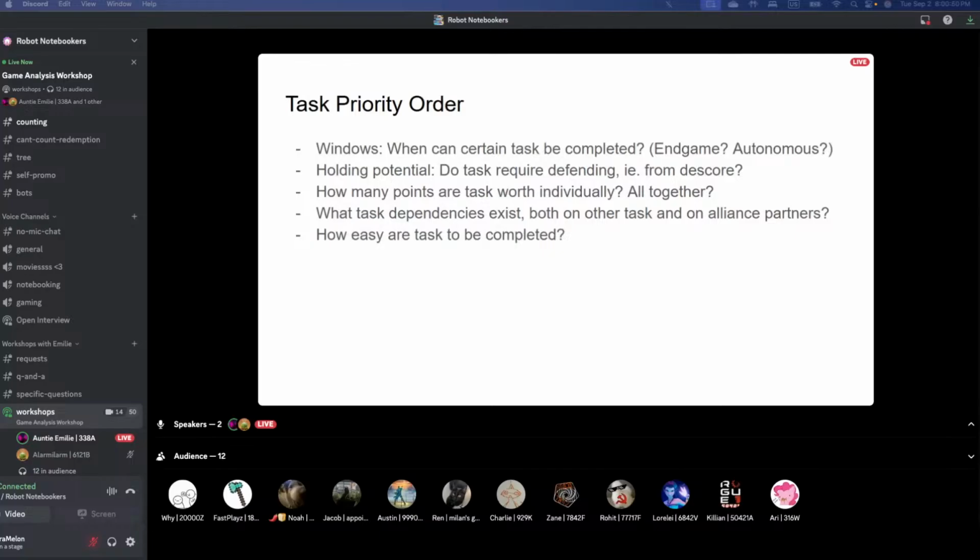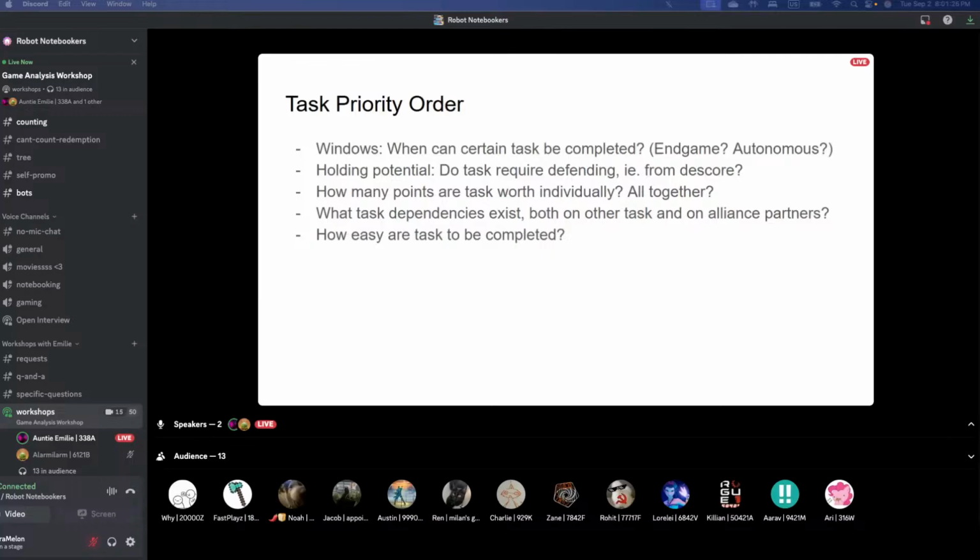Just taking into account those kind of things. Another thing you want to take into account is task dependencies. So, looking at what tasks are dependent on other tasks being completed and what tasks are dependent on alliance partners. For example, your control bonuses have a high task dependency because they rely on blocks of your color being in that central control section, which relies on you being able to score blocks and them not getting descored, etc., etc.